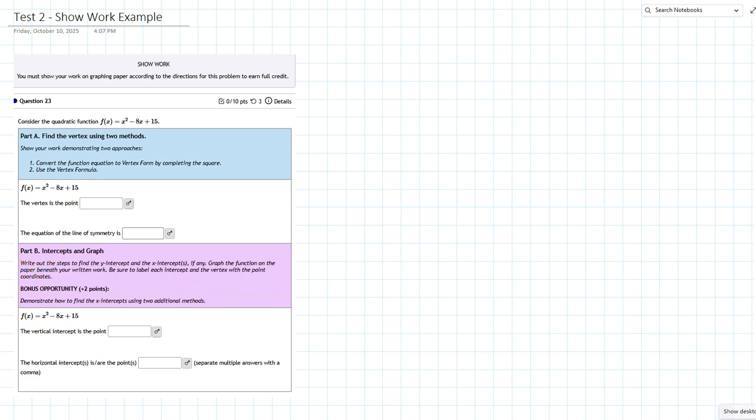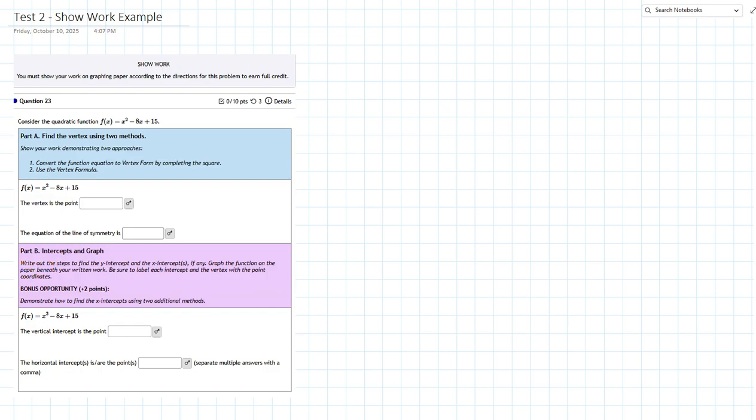Okay, we are going to learn how to show work for this question, which says you must show work on graphing paper according to the directions for this problem to earn full credit. Consider the quadratic function f of x equals x squared minus 8x plus 15. In part A, find the vertex using two methods. Show your work demonstrating the two approaches.